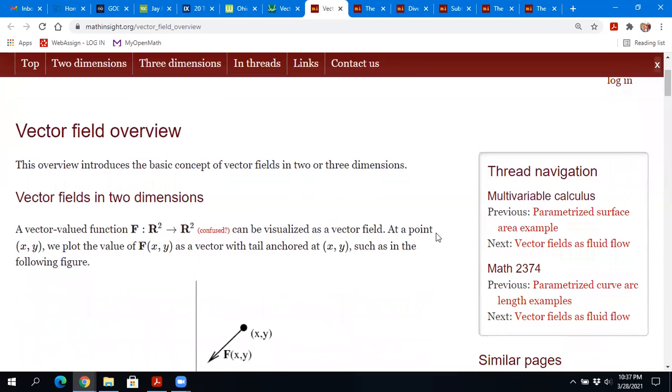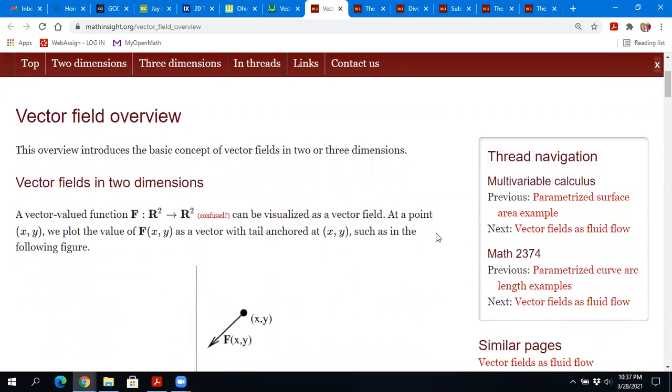I just want to go through this with you. So this is the vector field overview that they have.